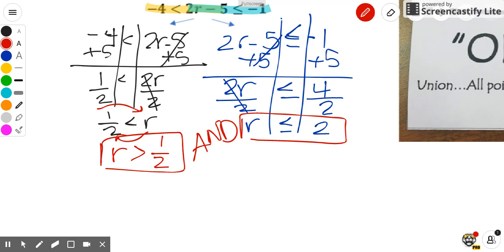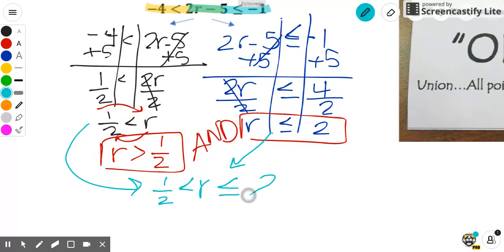We can actually join these into one inequality. Together, this makes 1/2 is less than r, and see how we have r again, now that's less than or equal to 2. So you can have two different answers: you can have the red or you can have this aqua. They both mean the same thing.